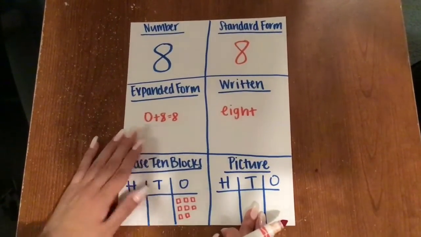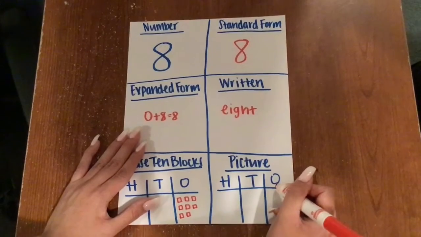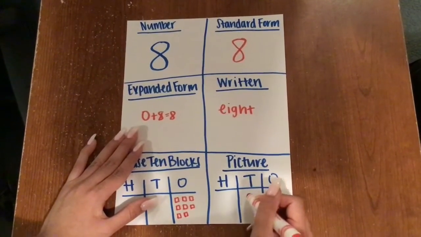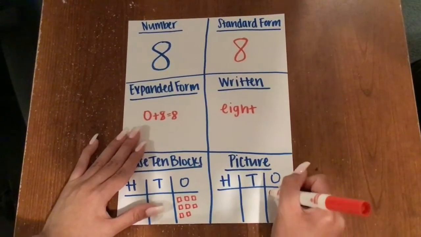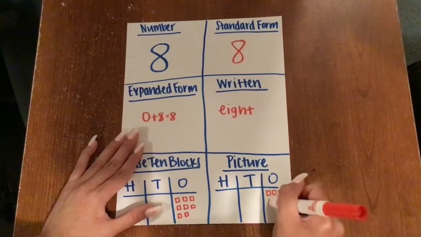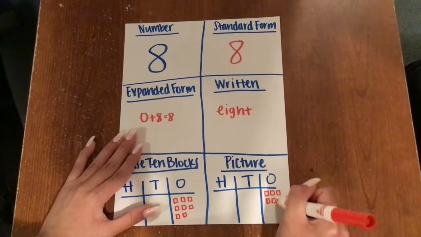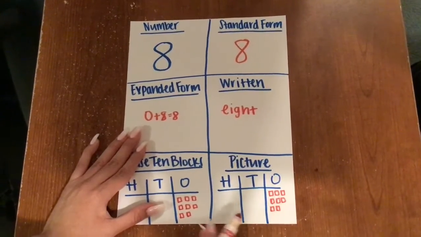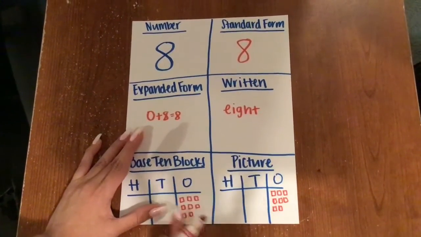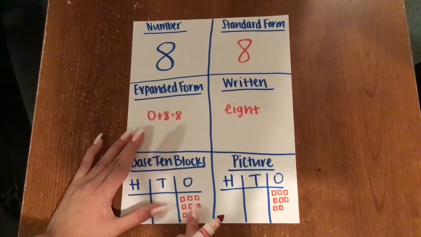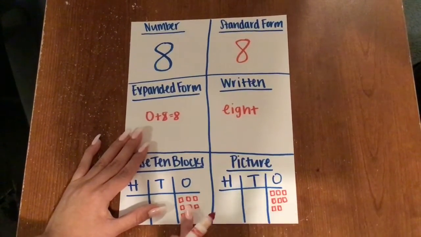Now with a picture, for the ones, we're also going to draw the little squares. So we don't have any tens or hundreds because it's a digit. So we're just going to draw 8 little squares. And remember, when you represent a number with a picture or base 10 blocks for the ones, for both picture and base 10 blocks, you're just going to draw little squares, not circles, just little squares.